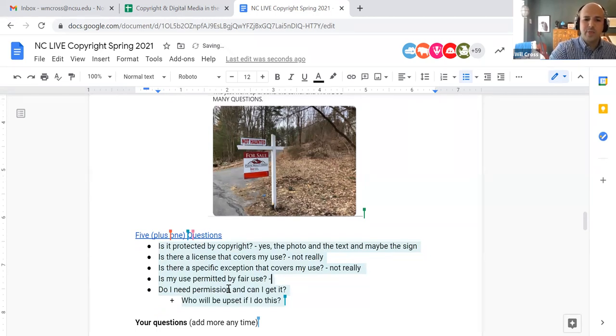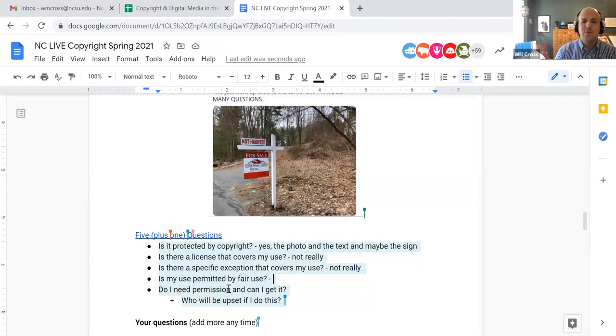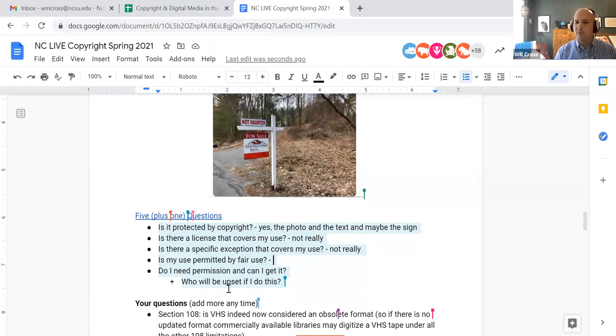This brings us to the fourth question, and this is often the question that we spend the most time on. That question is, is my use permitted under fair use, the doctrine of fair use? If you've ever seen a copyright presentation before, or if you've ever used YouTube or anything else, you've probably heard the term fair use. I'm going to do the quick version of what is fair use, and then we can dig into that a little bit more as well.